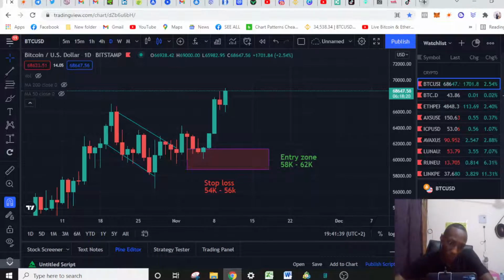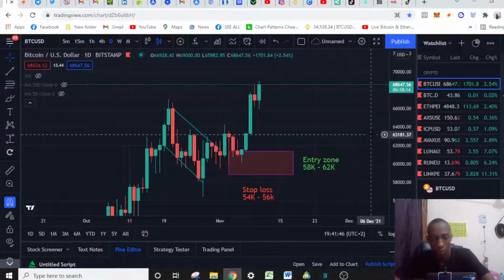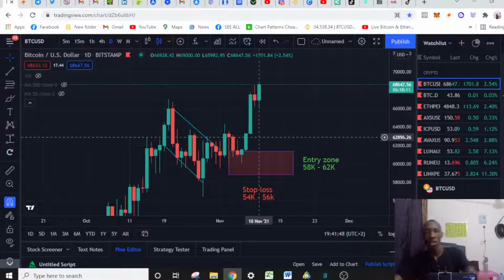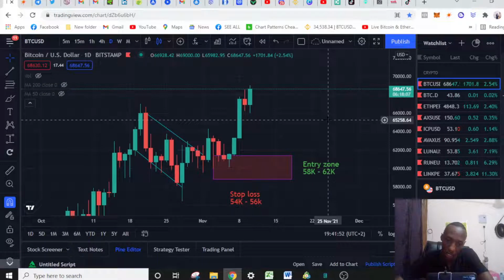You guys have TradingView on your laptops or PCs, because you need TradingView. If you don't have it even on your phone, there is an app. It's a very good platform to do analysis if you want to be a trader.